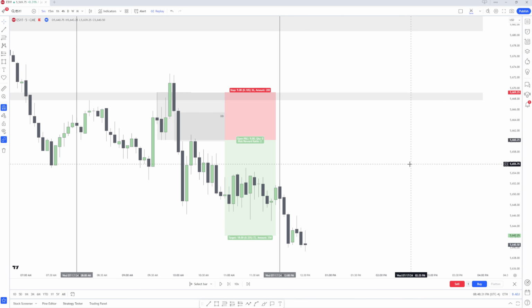And all you're really doing is establishing a clear draw on liquidity from the higher time frame, looking for a higher time frame PD array in the direction of that draw on liquidity, and then trading the unicorn entry model in that direction.